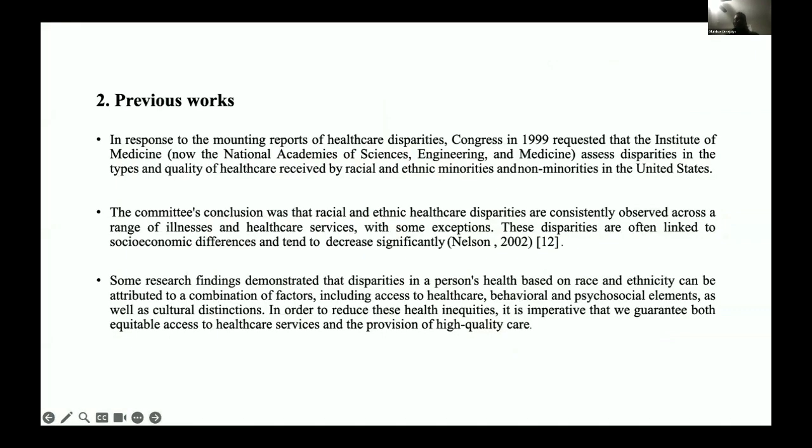Furthermore, we look into the literature review, which covers previous work and major studies. Over time, we looked at some studies and reports concerning health disparity in the United States. One of the studies indicated that Black individuals with end-stage disease are less likely to receive some kind of dialysis and kidney transplantation.